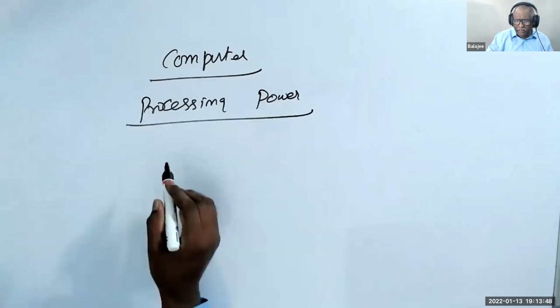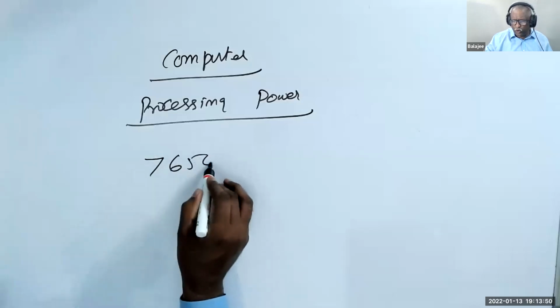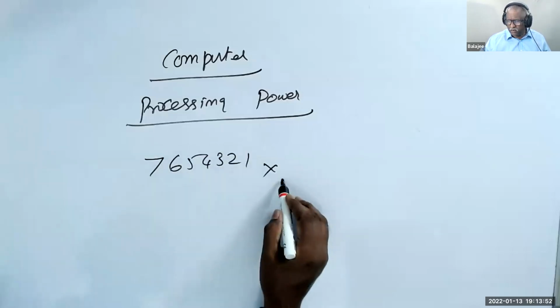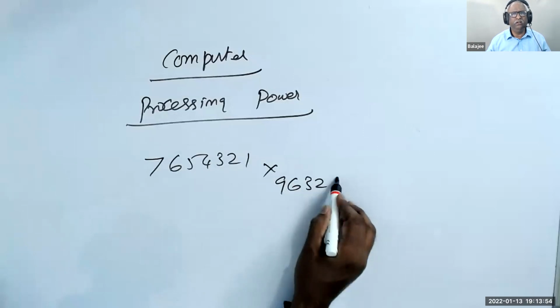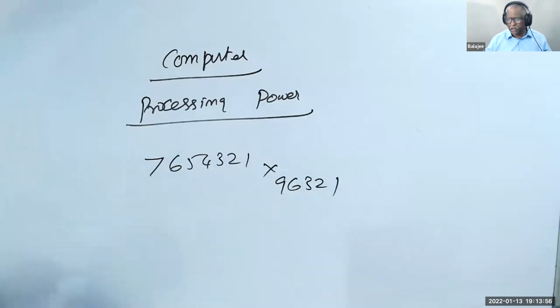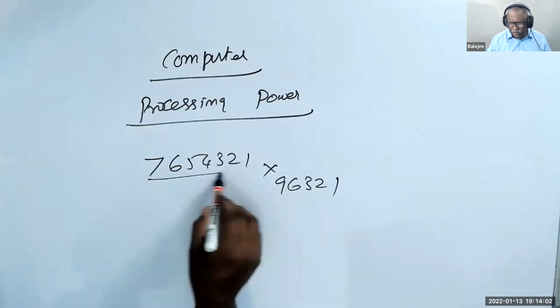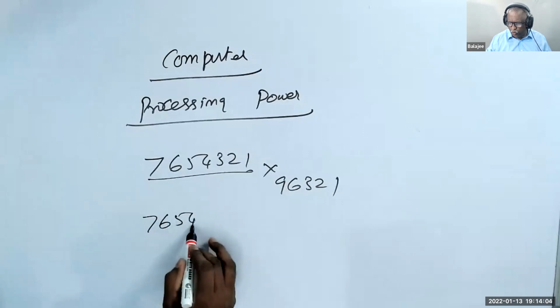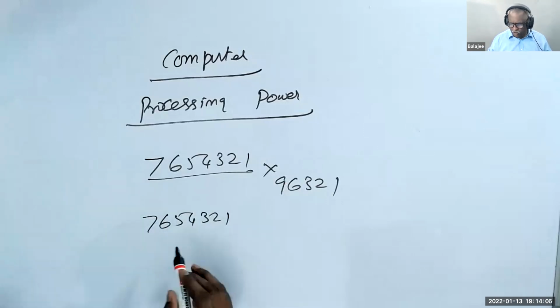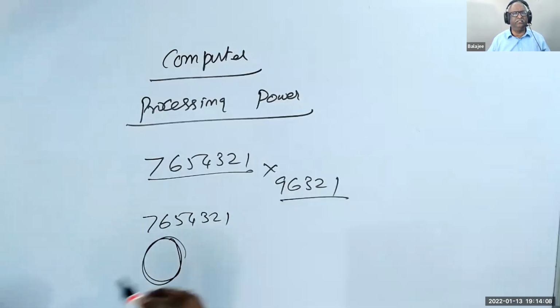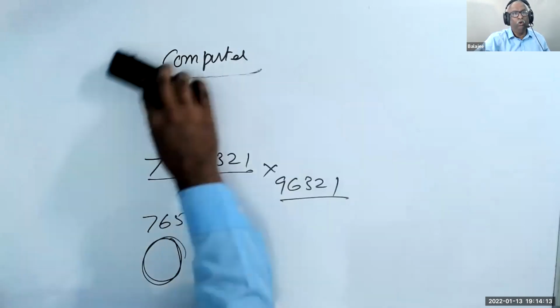If I ask you to multiply 7654321 by 96321, you get bored. How much time will you take? You never like it. But in a computer, I can ask it to add this number 7654321, this many times, 96,000 times. It will do it faster. So never worry about loops in computers.